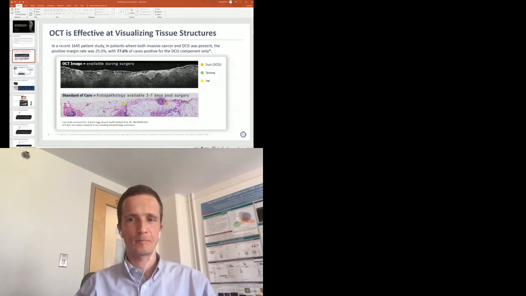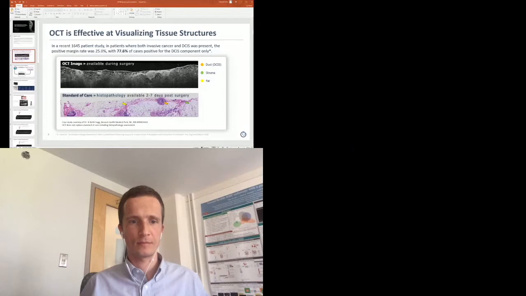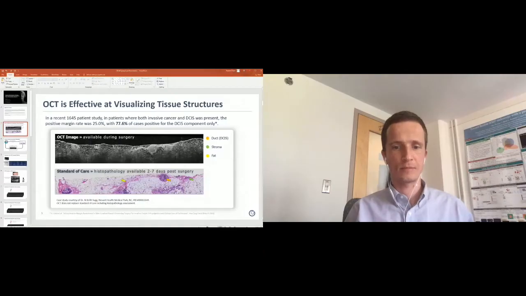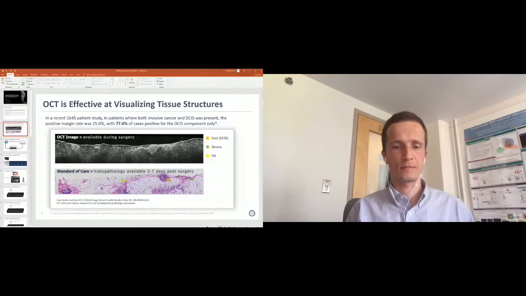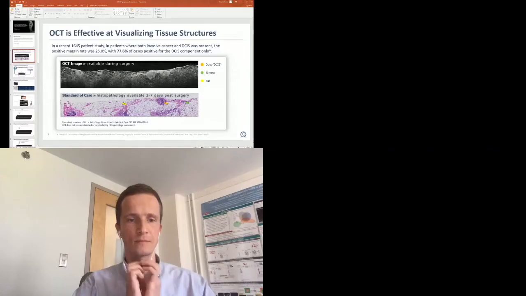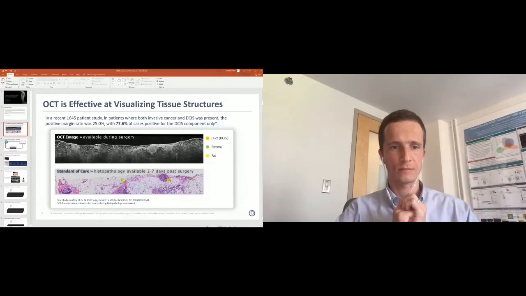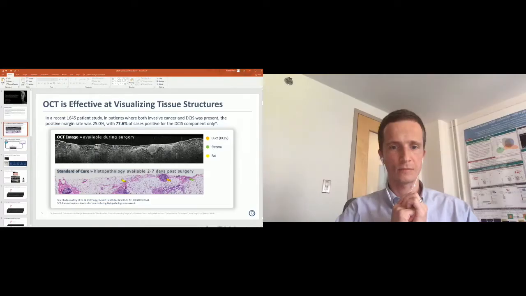As I said, 25% of patients eventually have to come back for a second surgery. And OCT imaging is quite effective at visualizing tissue structures, as you can see here, where we can see correlation of features between OCT acquired during surgery and standard of care histopathology, which is typically available later. So you can see there is a visible correlation of different tissues.